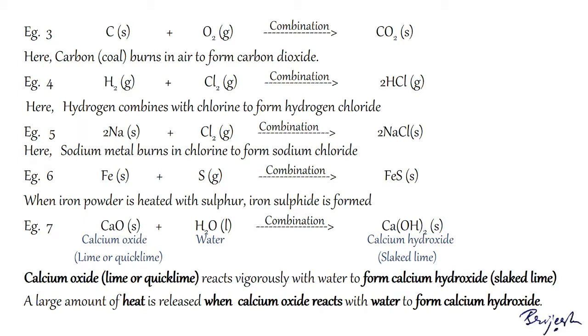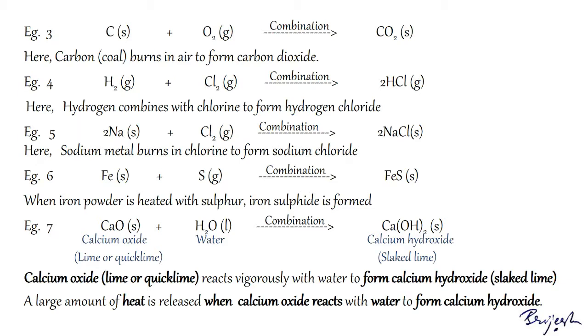Fourth example, hydrogen combines with chlorine to form hydrogen chloride. Hydrogen chloride is always gaseous in form. Hydrochloric acid is in liquid form. So we have two elements, hydrogen and chlorine, react together to form a single compound, hydrogen chloride gas. So this is an example of combination reaction.